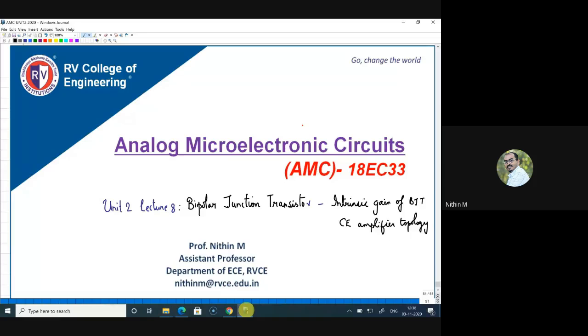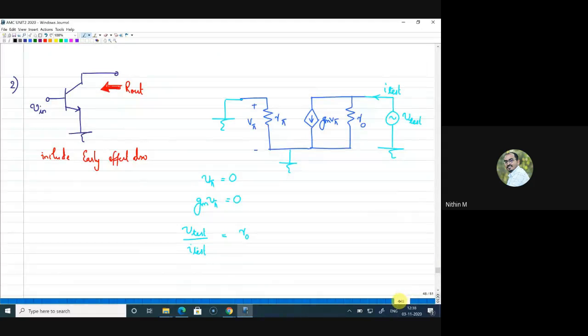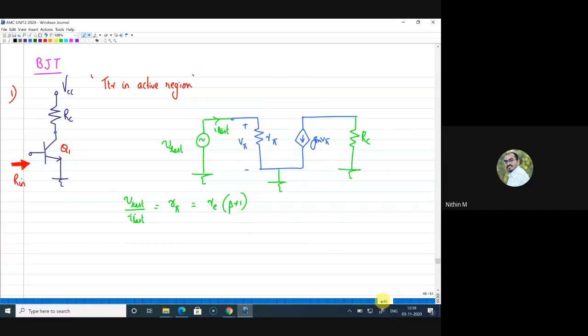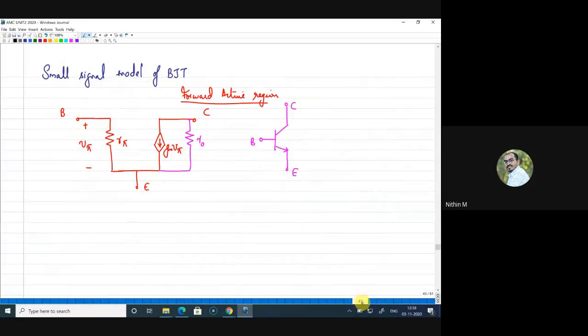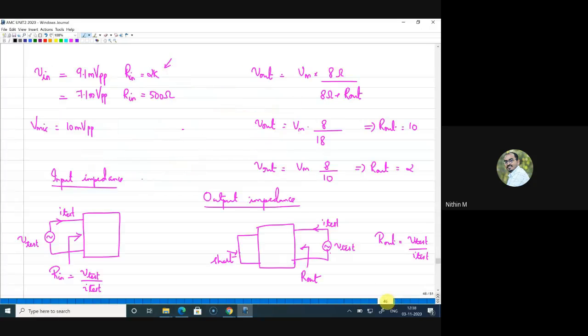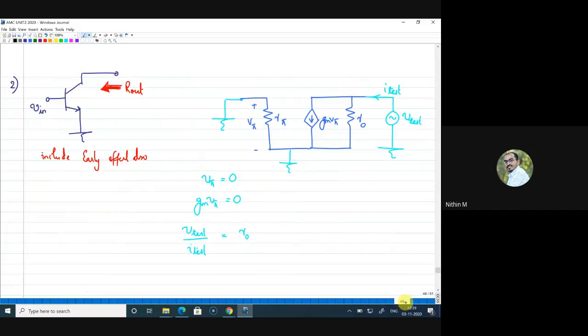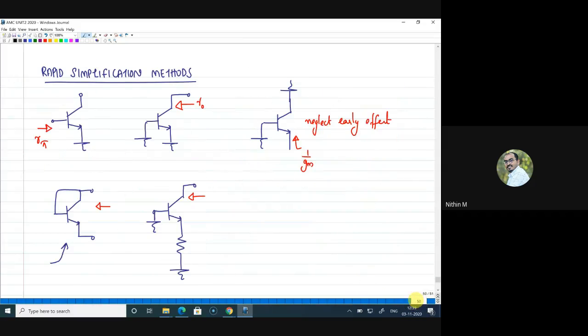In the previous class, we made an attempt to find the input and output impedance of transistor configurations. To quickly see what we have done, we worked on input and output impedance from the small signal model in active region, and we arrived at some rapid simplification methods, where looking into the base terminal will give you a resistance of R pi. Whenever we write R pi, it is understood that R pi is actually RE into beta plus 1.